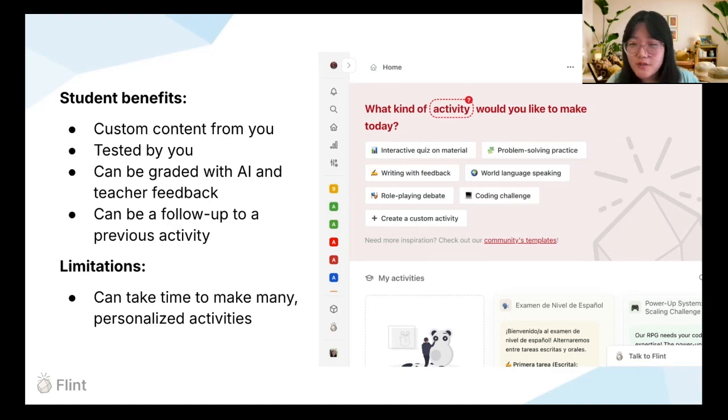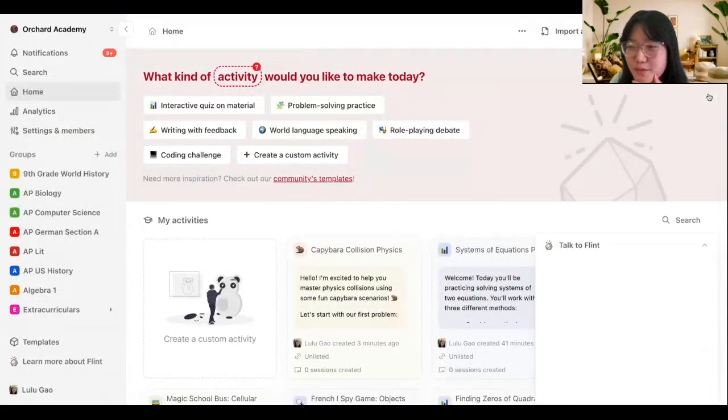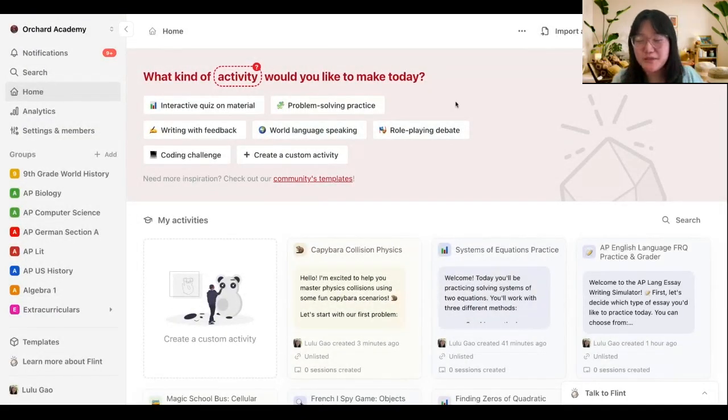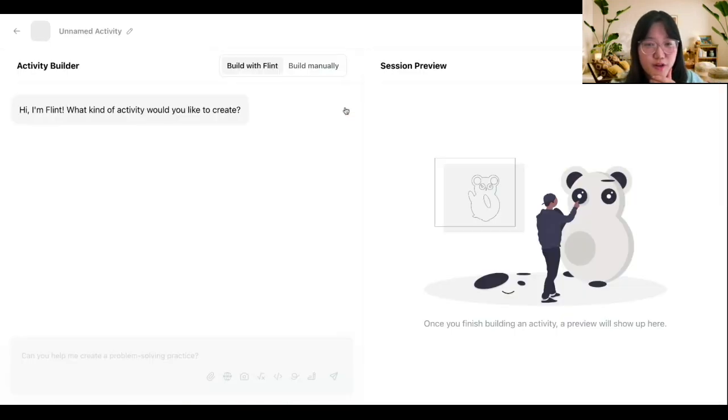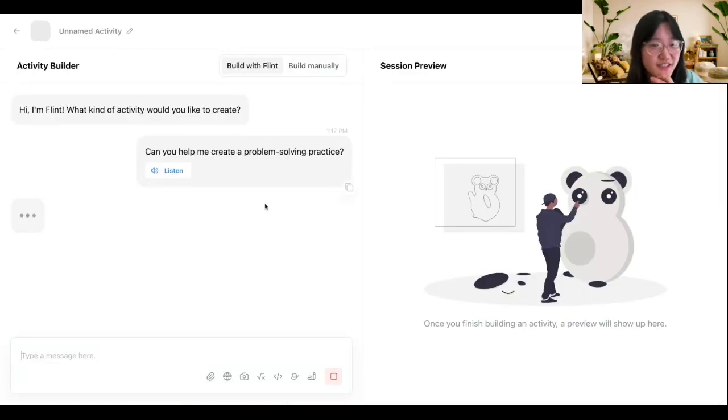But yeah, I'll go through a quick example of how this can look, just in case anyone hasn't seen it yet. Also because the way of making activities has changed recently, in case anyone hasn't played with it recently, I can also show that. But I'm going to go ahead and make a problem solving practice activity.